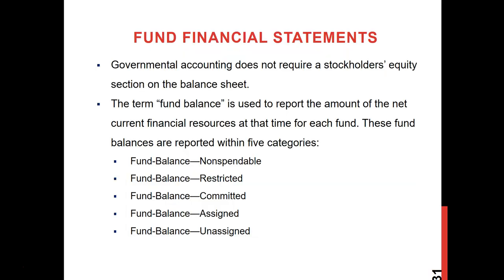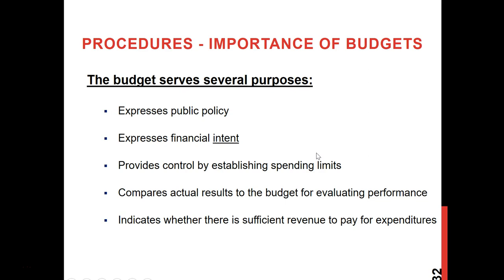So again, for the fund financial statement, they definitely will not have any stockholder equity section on their balance sheet. Rather, they call it fund balance, and when they prepare the fund balance, they actually categorize it into these 5 categories. Now we will focus on a little bit of budget.